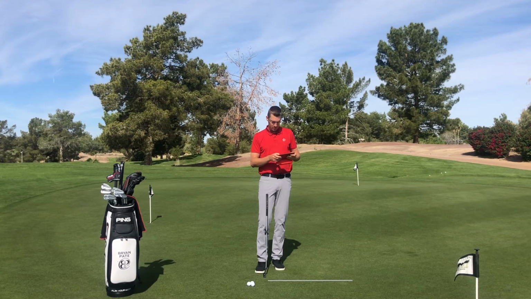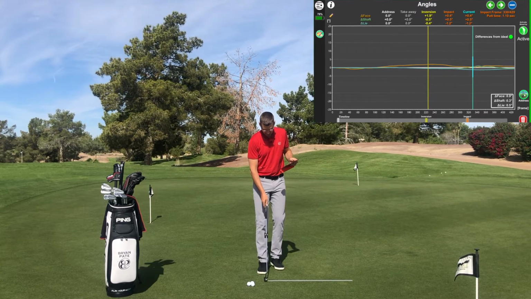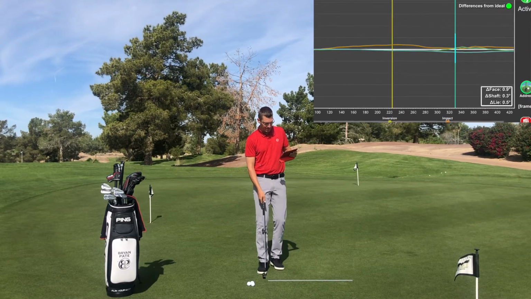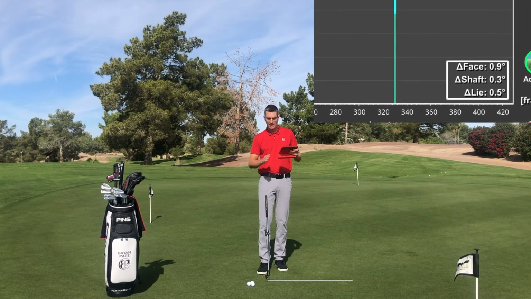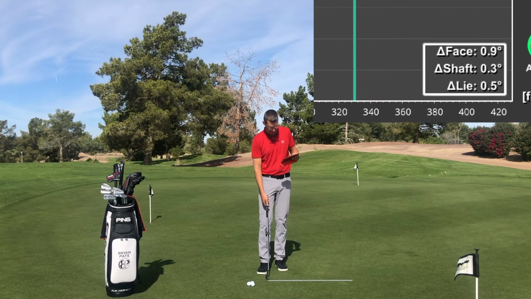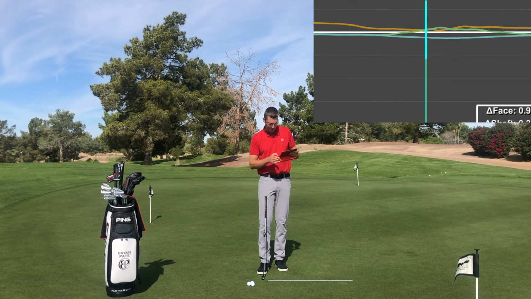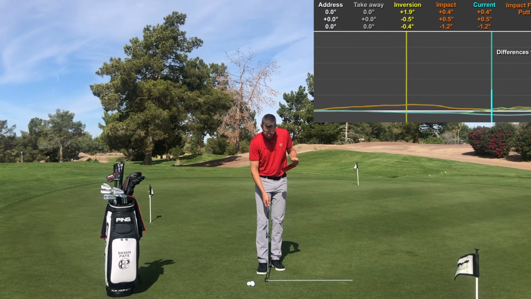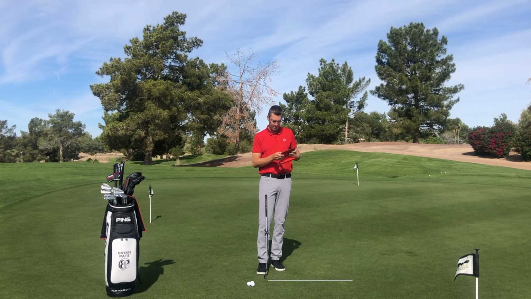The additional thing we have here is we can click on the difference from ideal. And that's going to give us the change from the ideal stroke. So that change for the face was 0.9 degrees. So it was a little bit more open than the ideal throughout the stroke. The shaft had a little bit more lean than normal. And then the lie angle just had a little bit more lie throughout the stroke because they're all positive. So there's just a quick look at differences from ideal.